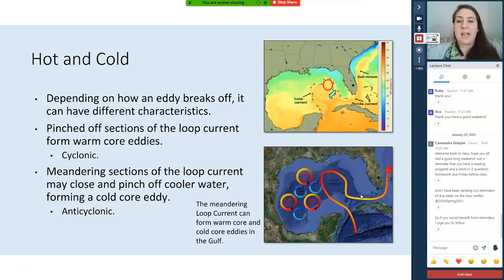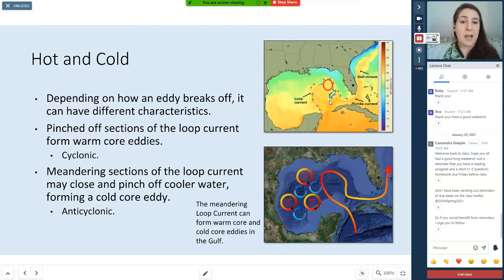Depending on how these eddies break off, they can have different characteristics. The one that we saw in the previous slide, the pinched off section of the loop current itself, can form warm core eddies. So this is warm water from the equator that's moving in the loop current. If you get water pinched off from the loop current, it's going to be warm water. These are the types of eddies that move clockwise.